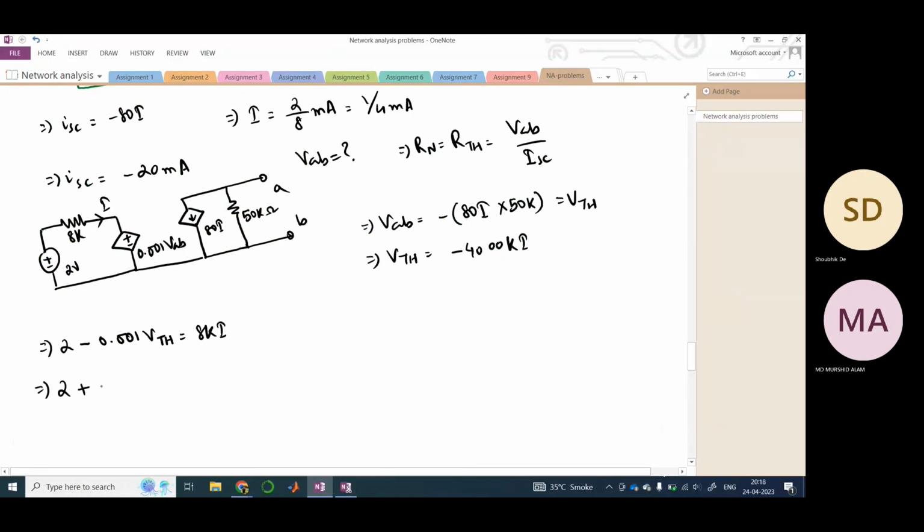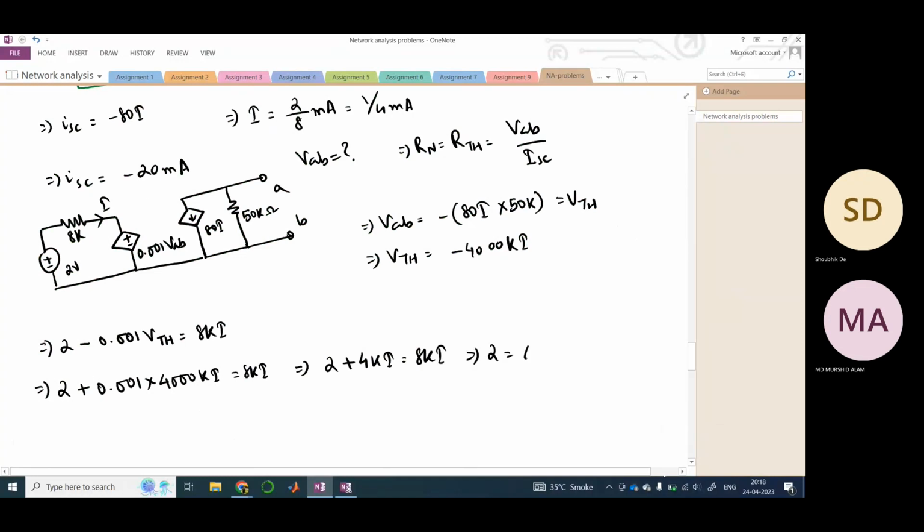So now just substitute this thing here. So this would be what? 0.001 into 4000 K I1. This is 8K. So this minus and this minus is plus. So this is how much? 1 by 1000, and this is 4000. So 1000 will go. So this would be 4K I1 is equal to 8K I1.